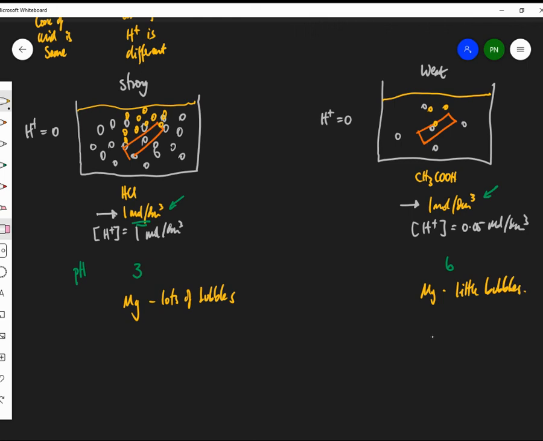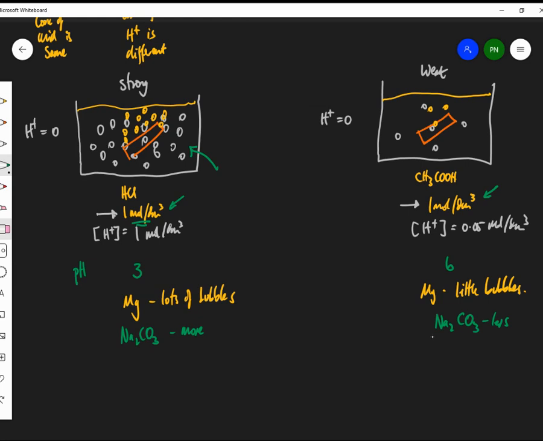Okay, anything else we can do? Well, if we add a carbonate to each of them, all right, let's add sodium carbonate to both of them. Which one are we going to get more bubbles again of carbon dioxide? Well, we're going to get more bubbles here. More and then less. And all because of a consequence of the strongness or the weakness of the acid. Does that make sense? Does that make sense? Excellent.